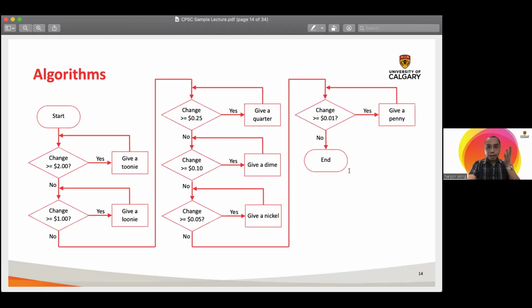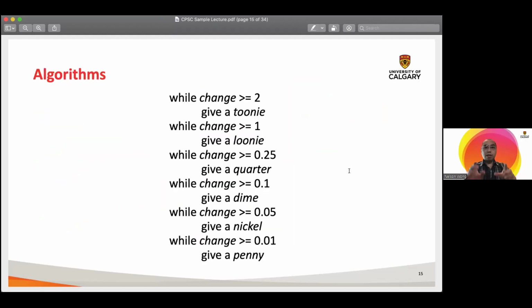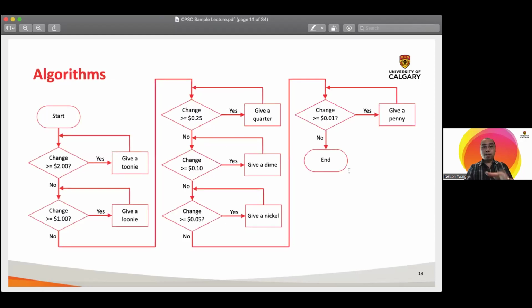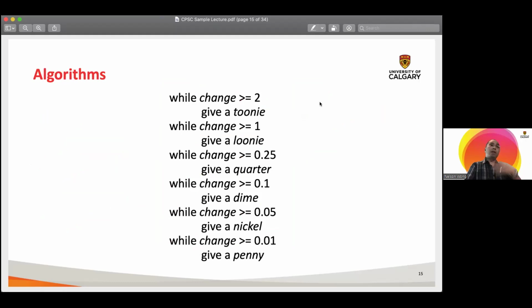Now, the same algorithm can be expressed using simply just text, okay? So this is the same algorithm as this, all right? But just in the form of text. So while the change is greater than or equal to 2, I give a toonie. And then we go back and check whether, okay, is it still greater than or equal to 2?